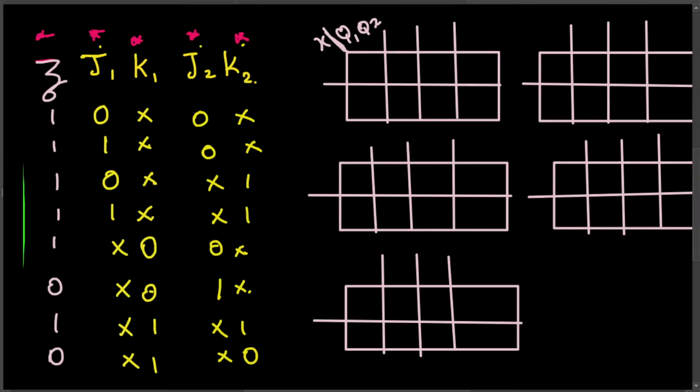0 0 1. Let me label this 0 0, 0 1, 1 1, 1 0. Let's use a different color. 0 and 1. This one also. Okay, let's put the variables first.